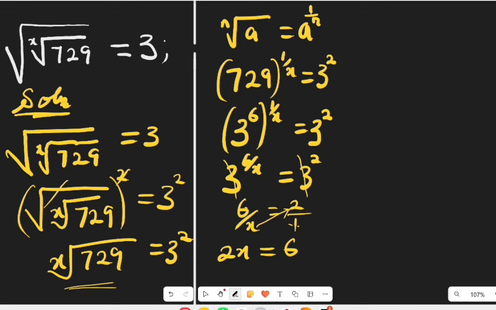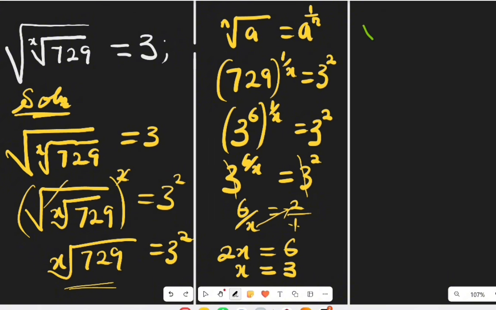Then, to conclude, we divide both sides by the coefficient of x, which is 2. When we divide both sides by 2, x is equal to 3. So 3 is the answer. Now, let's explore another method of solving this and see if we have x equals to 3 as the answer.